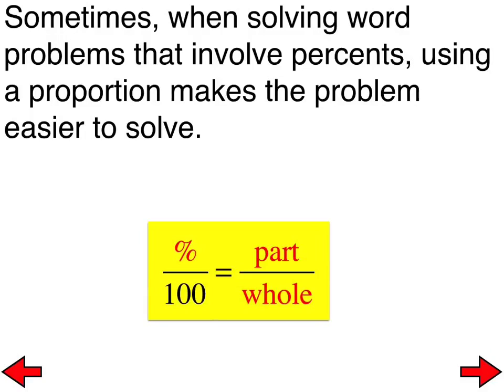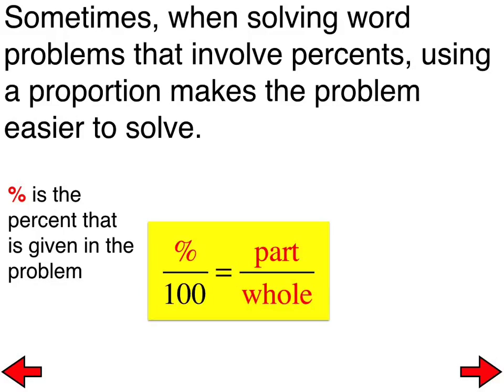We're going to label all the parts here. This percent symbol, that is the percent that is given in the problem. So if you see a word problem that says 35%, that's the number, 35, you're going to plug into that spot right there on top of the 100. And percent means per 100.